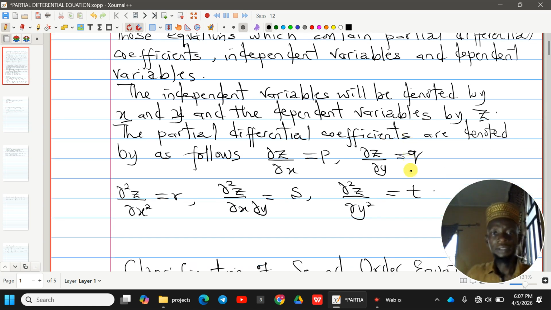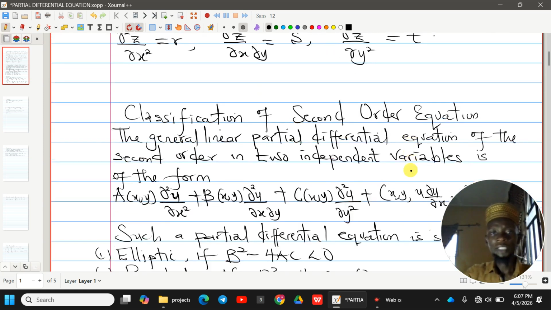So these are the signs. Look at the signs. So we have all this one. This one is what? Look at this one. This one, x, is one independent variable. The same thing, this one is also an independent variable, and z is the dependent variable.